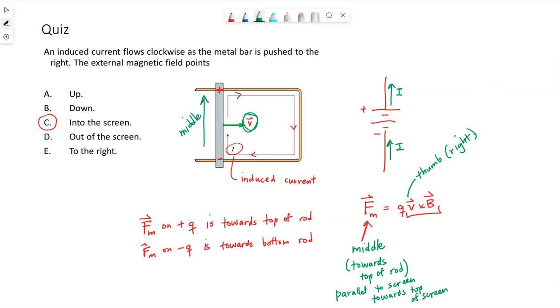Oh, this program does not let me turn on my camera in the middle of a video. So, sorry about that. So, thumb, index, middle finger. We're holding them perpendicular. Thumb, index or pointer finger, and middle finger. Hold them perpendicular to each other. So, if your thumb is pointing to the right, and your middle finger is pointing towards the top of the screen.